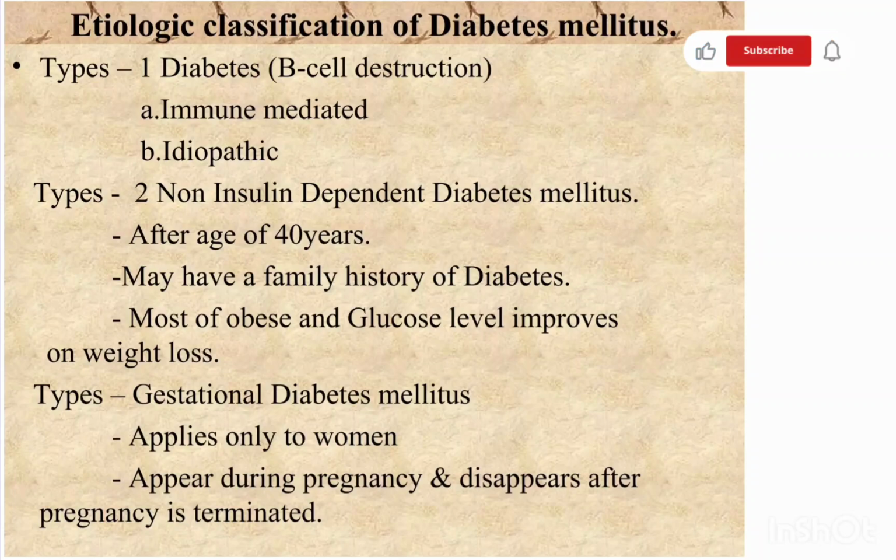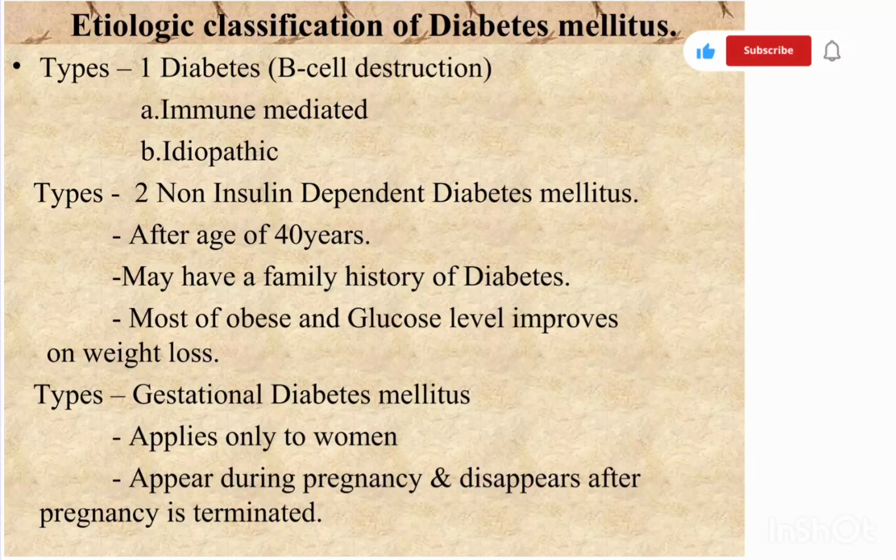Next one is the classification of diabetes mellitus. There are mainly three types of diabetes mellitus: type 1 diabetes mellitus, type 2 diabetes mellitus, and gestational diabetes mellitus. So we'll see about type 1 diabetes mellitus. Type 1 diabetes mellitus is a B cell destruction, immune mediated and idiopathic condition.